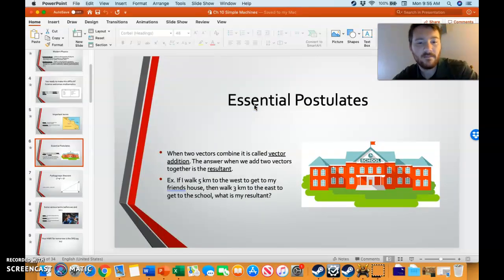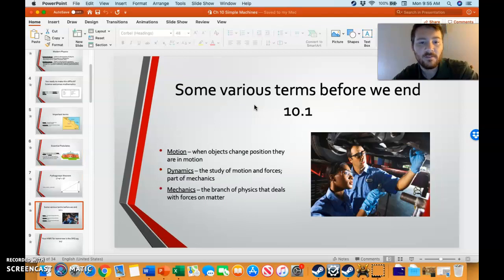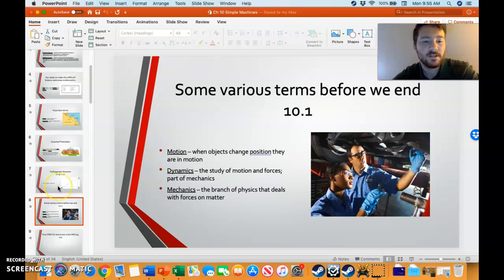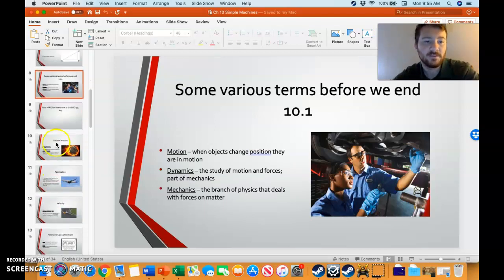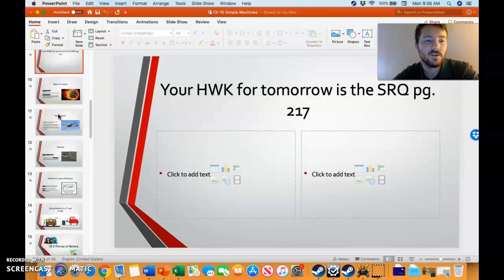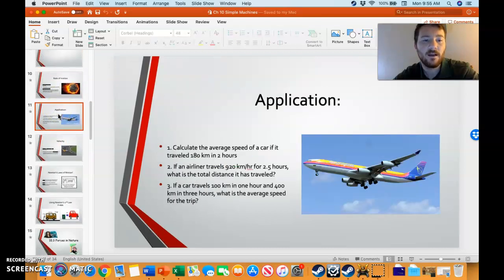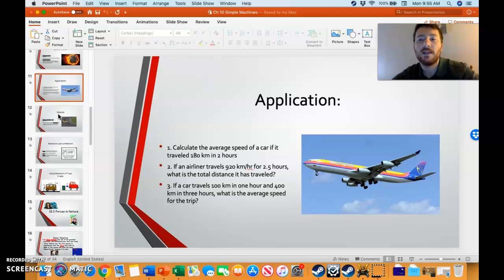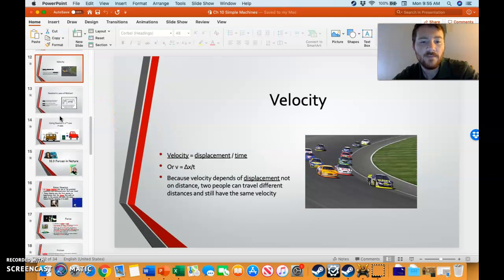And that's where we get vector addition, Pythagorean theorem, etc. Motion, dynamics, mechanics, all just different terms there. Starting 10.2, you have this formula, speed equals distance over time. So speed equals distance, 180, over time, 2 hours, 90 kilometers per hour. Velocity equals displacement over time.